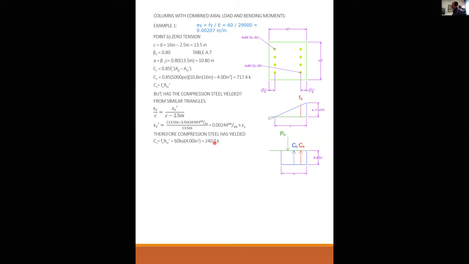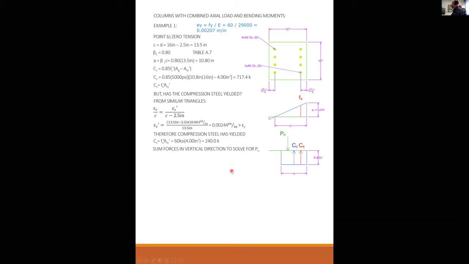Why am I not adding my tension steel? Where's my tension steel force? Is it on the other side, the left side? It is not included because this point B was defined as zero tension. My neutral axis is right smack on my tension steel. So T, the tension force in this problem, is exactly zero. That's why it's not here.